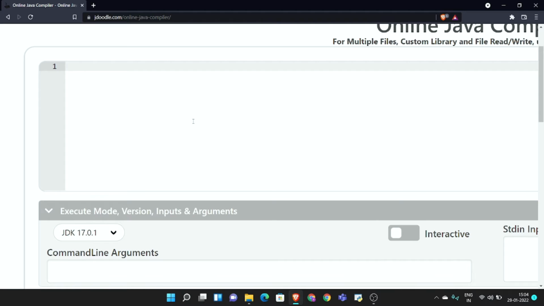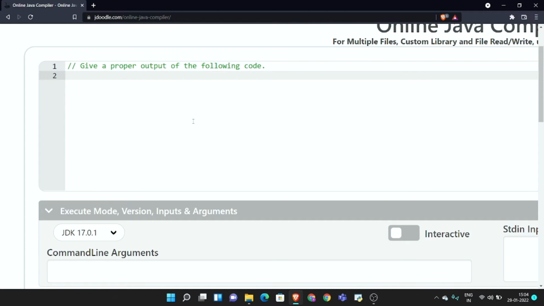So here we are again with an interesting Java problem. This is going to be a little important, so just stay tuned with the code. Let's get into our question today: give a proper output of the following code. I'll just type the code, you just stay tuned with the code.